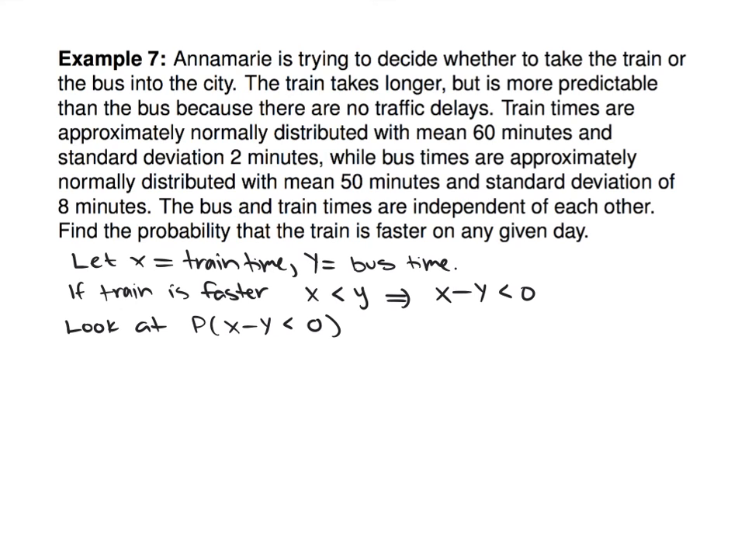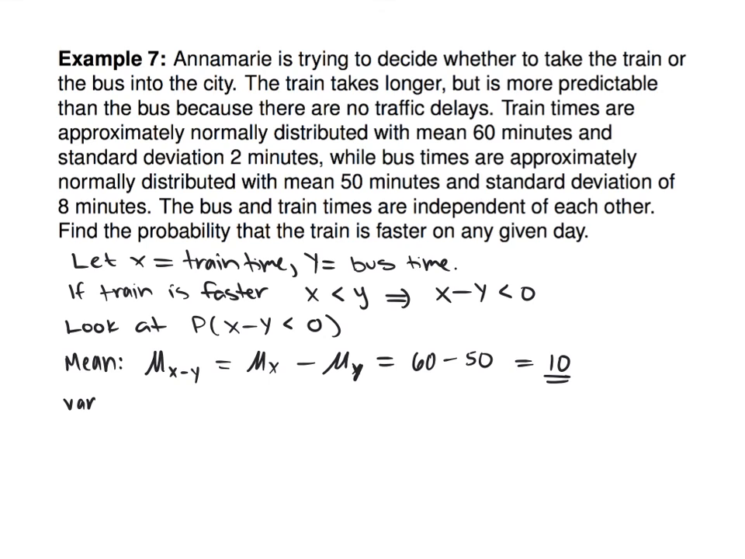Okay, so first of all, the mean. Mu sub x minus y. Well, that's the first mean, which I'm going to call mu sub x, minus the second mean, mu sub y. So train 60, bus 50, new mean is 10.